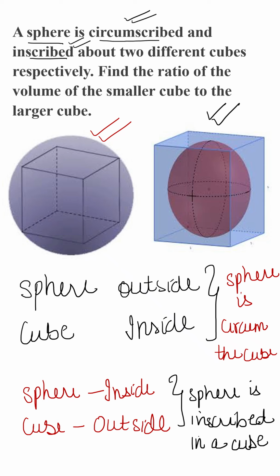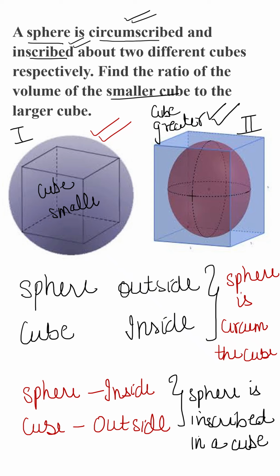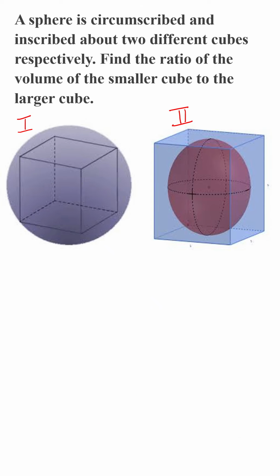Let's solve this question now. Find the ratio of the volume of the smaller cube, where in these two scenarios, if this is first, this is second, in which of the scenarios is the cube greater? Obviously, wherever the cube is outside, that is the figure where the cube is greater, and where the cube is inside, there the cube is smaller. Now let's solve the question.